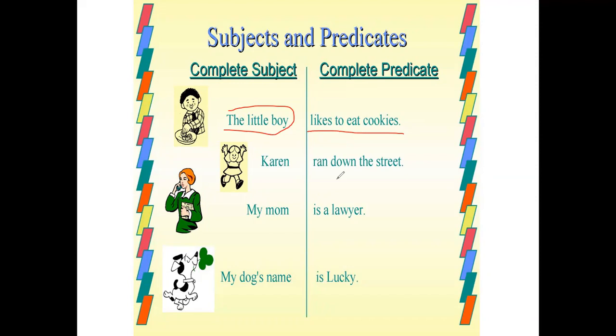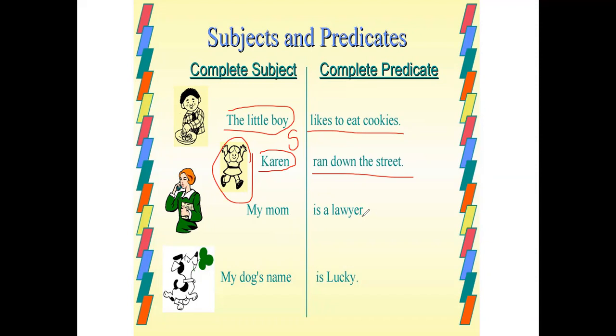Karen ran down the street. Who is the sentence about? It's about this girl. Her name is Karen. So Karen is the subject. So all the other words are the predicate. Ran down the street is the predicate.